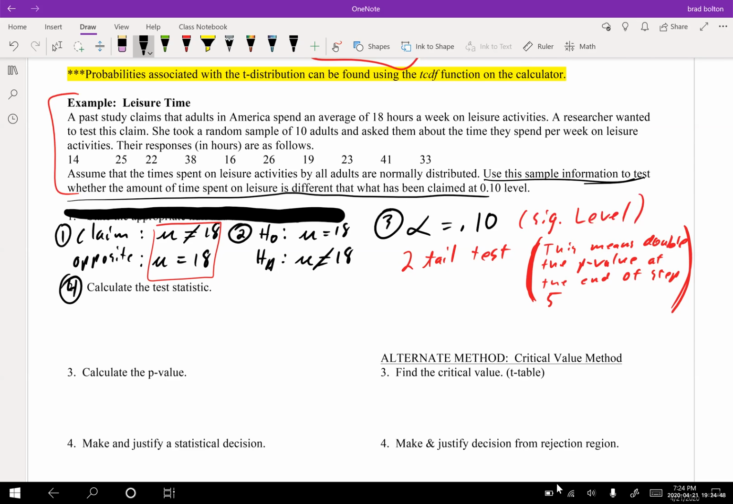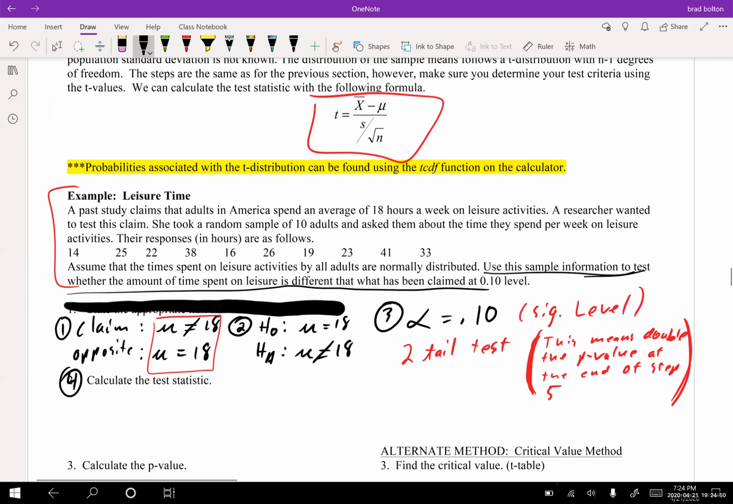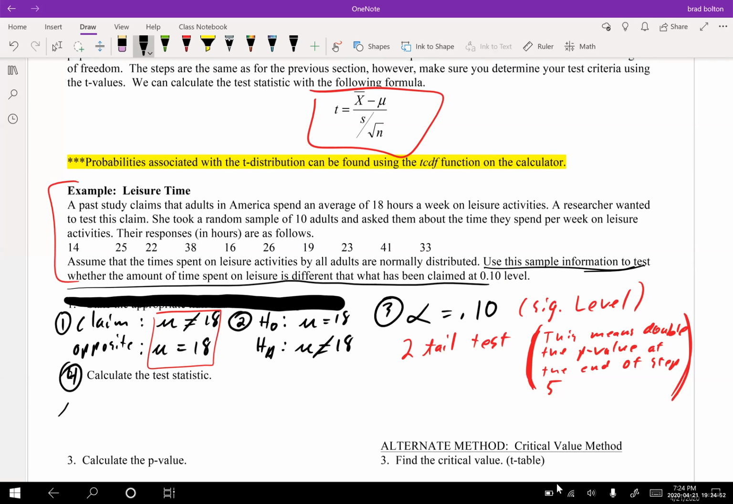So basically, to calculate the test statistic, I'm going to do t equals x bar minus mu divided by the standard error, which is s divided by the square root of n. So there's a problem. I don't know x bar and I don't know s. However, they gave me data. So take out your calculator and enter this into your list.